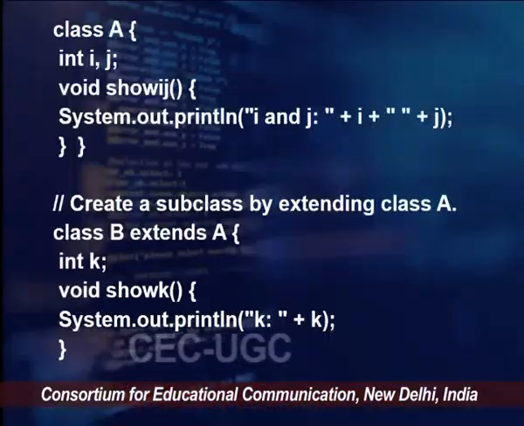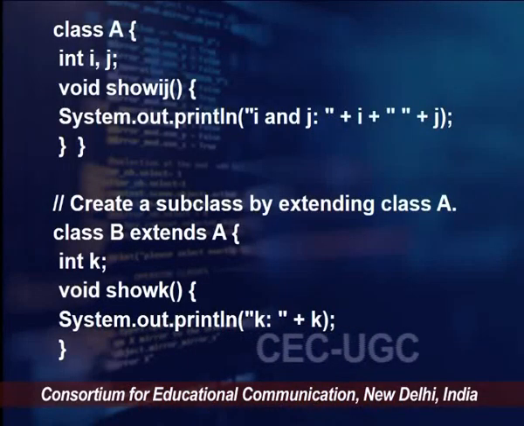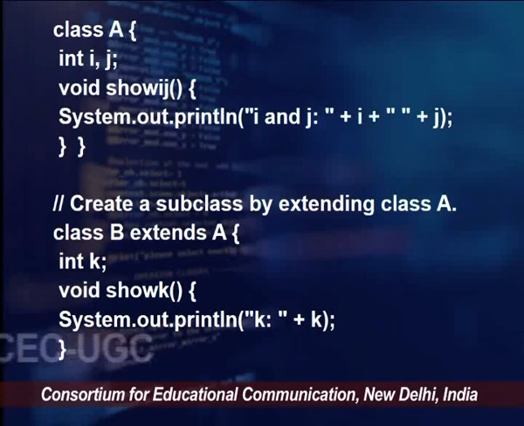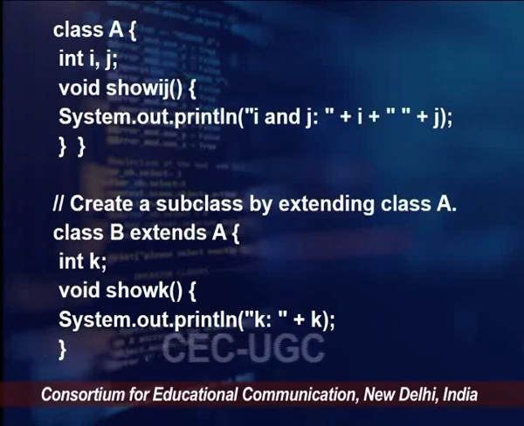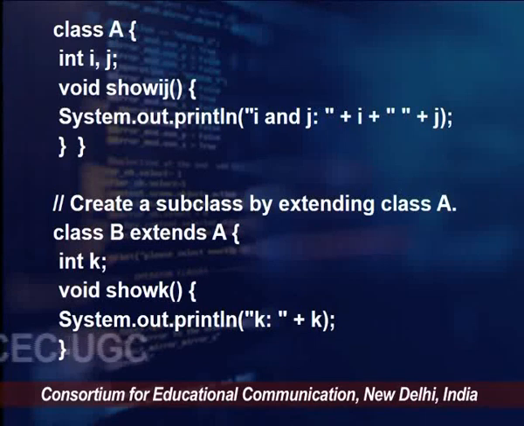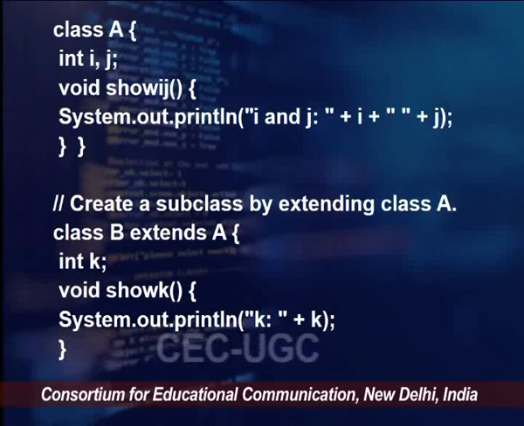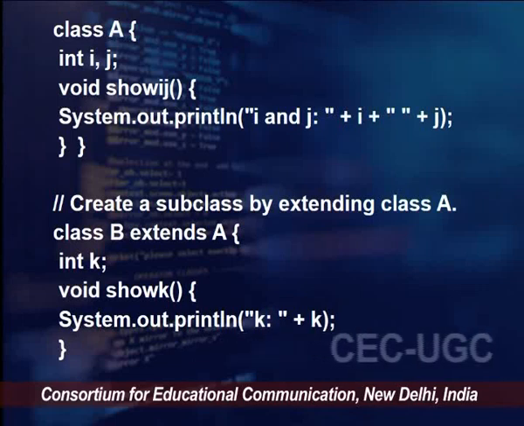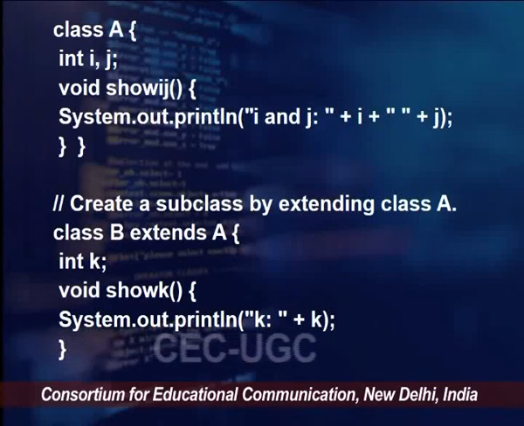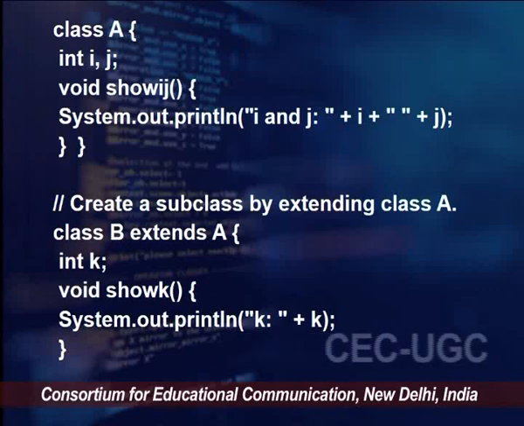So here, in order to see the structure once again, we have I and J with class A, and show ij with class A. We have B, which is extending A, so now K is its own member, and we have show K and also sum. So now B has the 3 members I, J and K, and apart from these 3 instance members, it also has show ij, show K and the function sum, where sum and show K are its own and show ij is inherited.